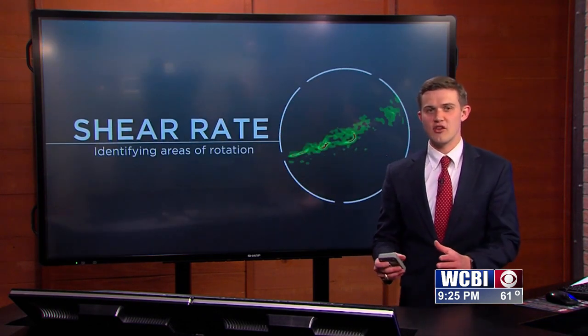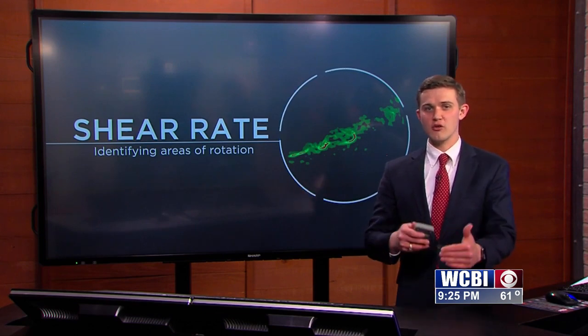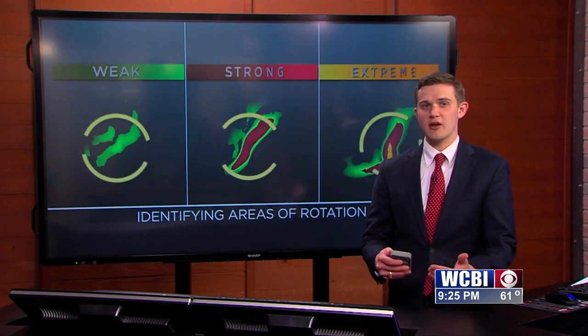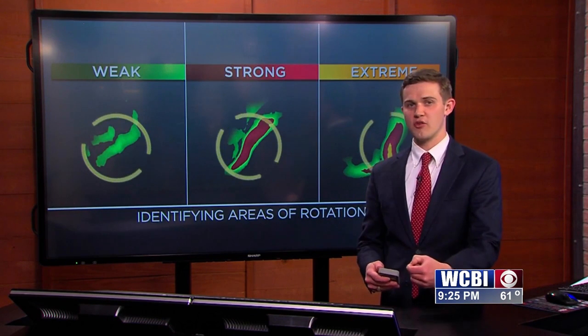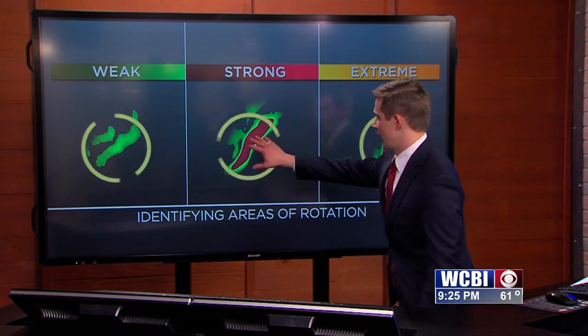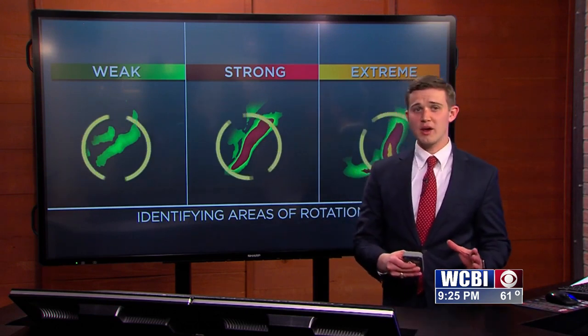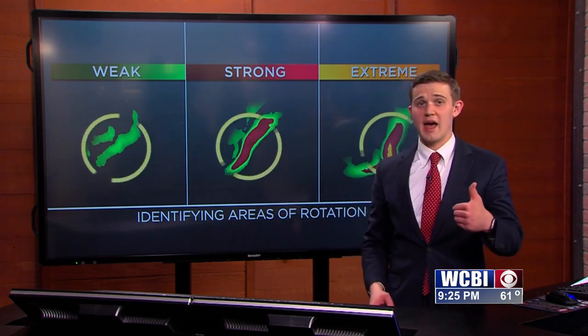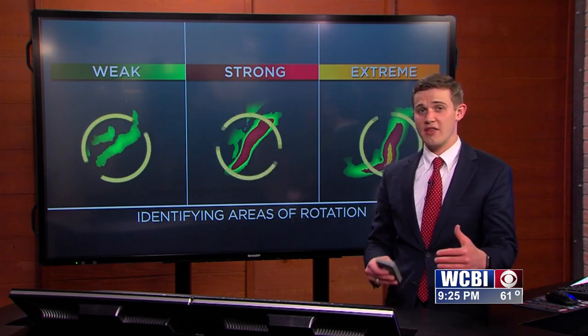Basically, it's the radar using a computer algorithm to calculate the rate of change of wind speeds. So how fast are wind speeds changing over a certain distance? Based on that, we can figure out, number one, how strong these winds are in this little area.